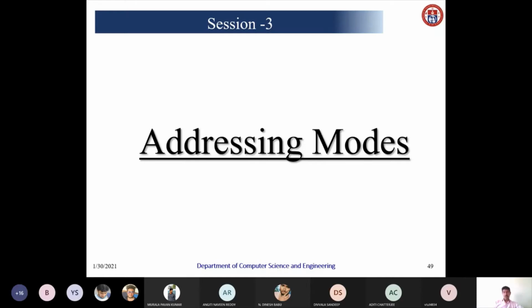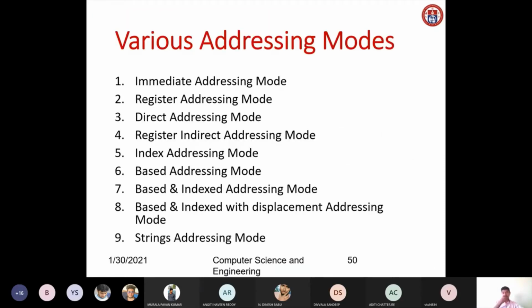8086. So in 8086, what are the different addressing modes available? These are the 9 addressing modes available: immediate, register, direct, register indirect, index addressing mode, based addressing mode, based indexed addressing mode, based indexed with displacement addressing mode, and string addressing mode. These are the different addressing modes. We will see one by one.